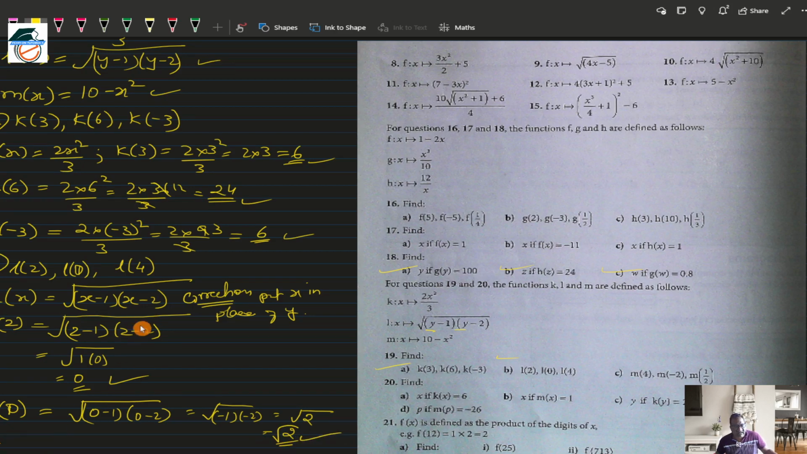And the last one, you have to find out L of what has been asked. After L of 0, they have asked you to find L of 4. So again it will be square root of (4 minus 1) is 3 and (4 minus 2) is 2. So it will be root of 6. Okay. So these are the answers for your question number 19.